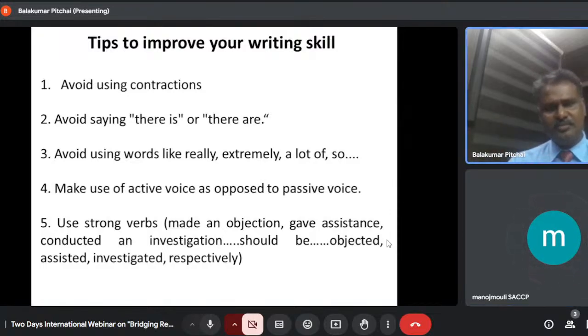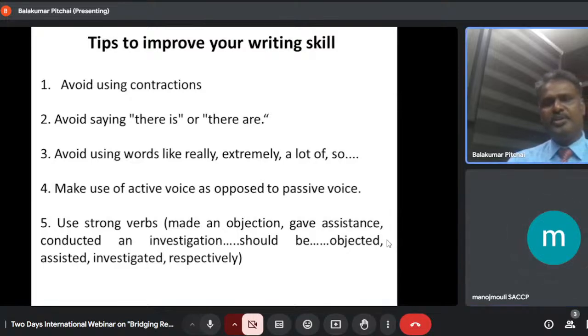Simply you can start. And also you should avoid some words like "really." It is really interesting. Why "really interesting"? It is interesting. Avoid "extremely" and "a lot of"; there is no need for "a lot of" or "many studies." And also avoid using the word "so." Instead of "so," use "hence" or "therefore."